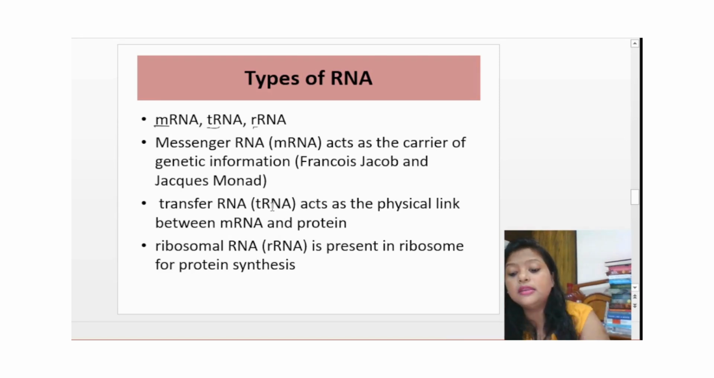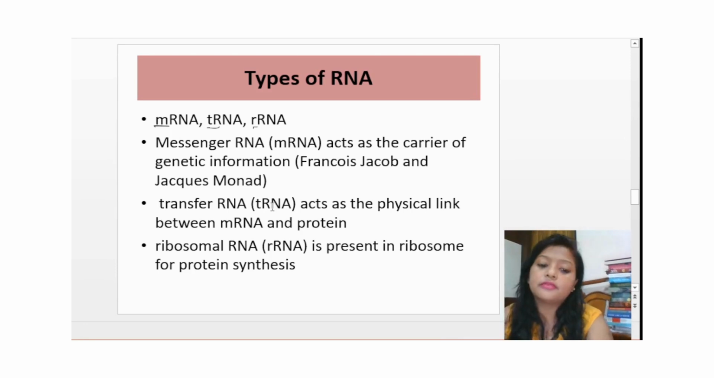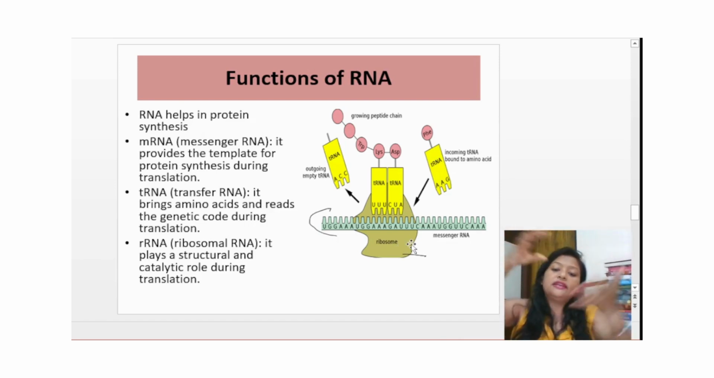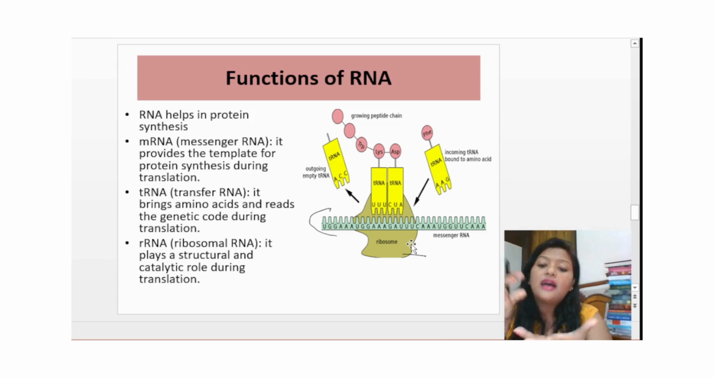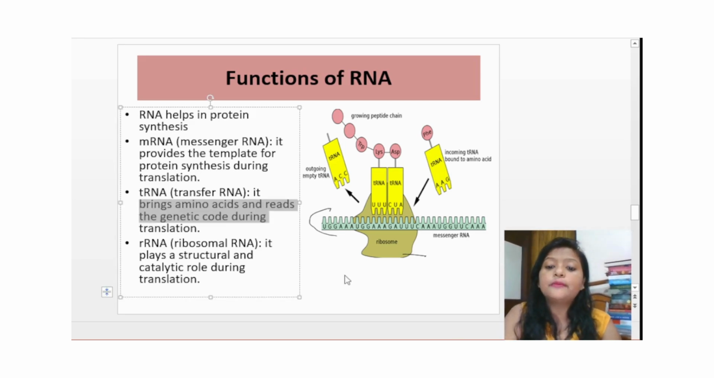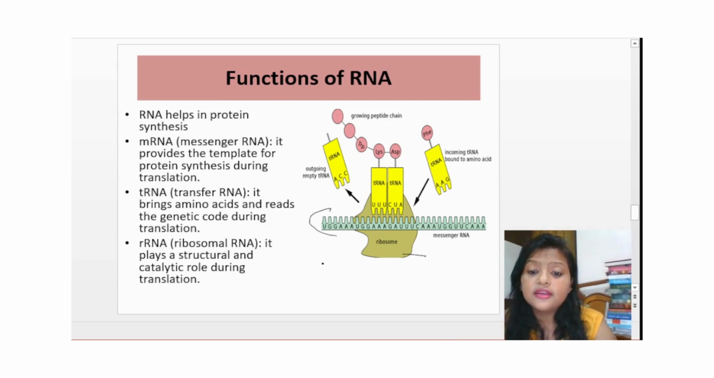I'll talk about this in my other class on transcription. Here, just remember this much. And rRNA is present in the ribosome because the ribosome holds the mRNA and the tRNA; the entire structure is held by this rRNA. So RNA helps in protein synthesis. This entire process is the translation process, and translation means where protein is formed.